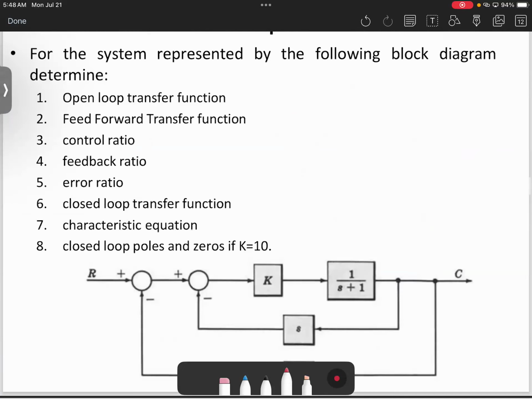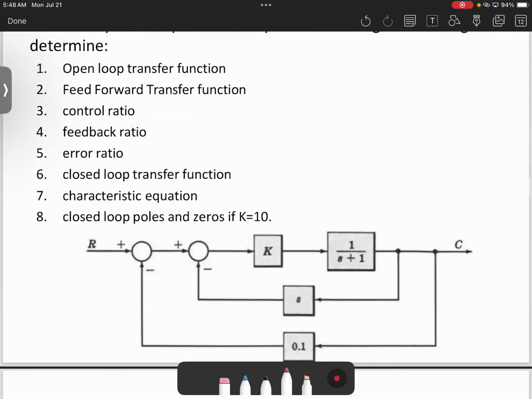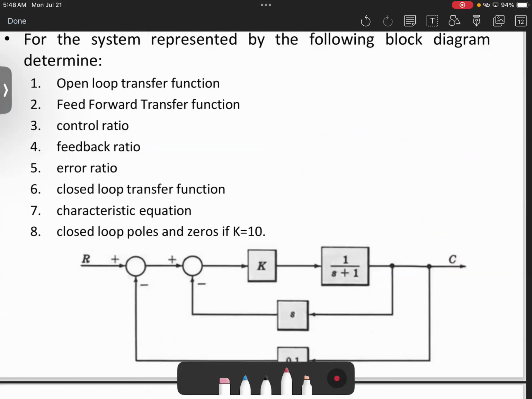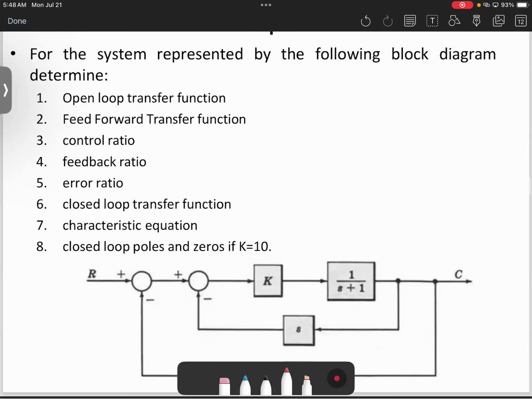Now, example number 6. Look at this block diagram, and we need to find these requirements: open loop transfer function, feed forward transfer function, control ratio, feedback ratio, error ratio, closed loop transfer function, characteristic equation, closed loop poles and zeros. This is a good example of an exam question. And I think in the mid-exam last semester, that was one of the exam questions.